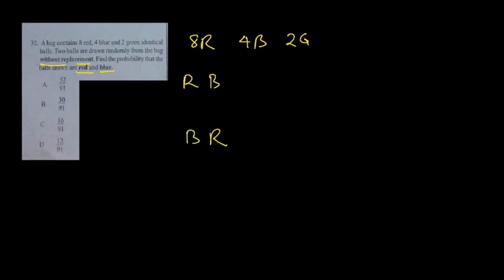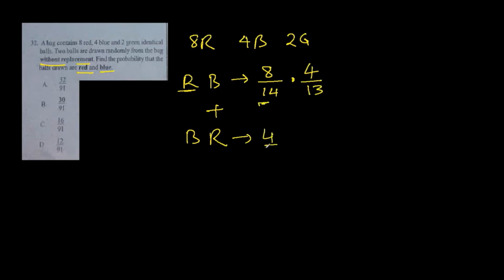If they would have said first ball is red and second ball is blue, then we would take this one. But since they have not given any order, we'll take both of them, and one of them will happen, so we'll add as OR operation. So probability of first red is 8 out of, how many are the total? 8 plus 4, 12 plus 2, 14. Multiplied by second one is blue, 4 out of remaining 13 balls now, because one ball has been removed in this probability.